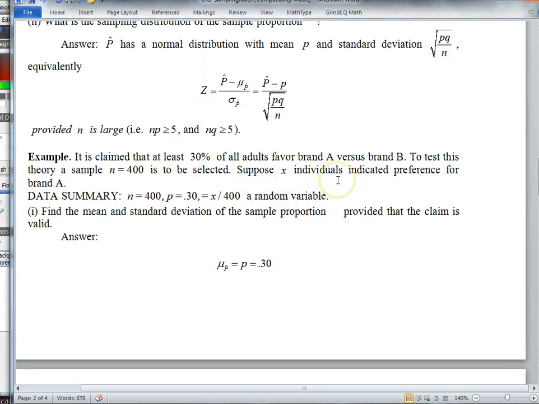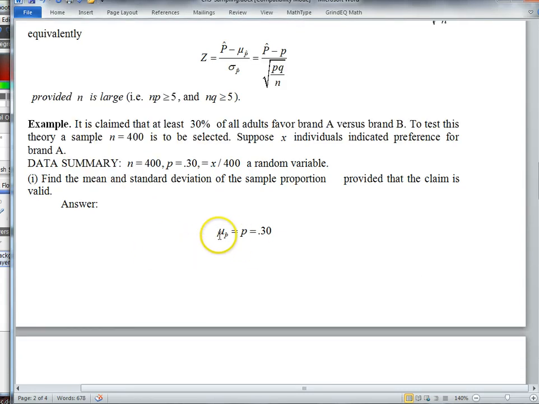And suppose in the sample we're going to have X individuals who prefer brand A. So if I summarize my data, n will be 400, p will be 0.3, and my proportion of successes is going to be X over 400. I want to call that p hat. Now I want to find the mean and standard deviation of the sample proportion, provided that the claim is valid. Suppose that claim is valid, what can we tell about the sample we're going to select?